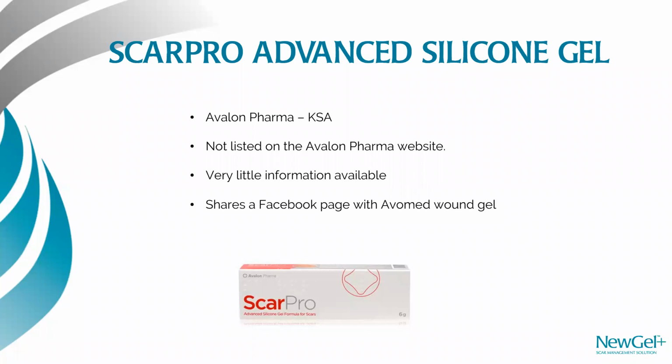There is a Facebook page that is a combination. It says Avomed plus ScarPro, and Avomed is a wound gel, like a healing gel that is produced also by Avalon Pharma. So I don't know if this is newer or what, but I can't find any information. So maybe if our Saudi Arabian distributors or anyone who has this can send us some information on this product, because I was not able to find anything, and I apologize about that.